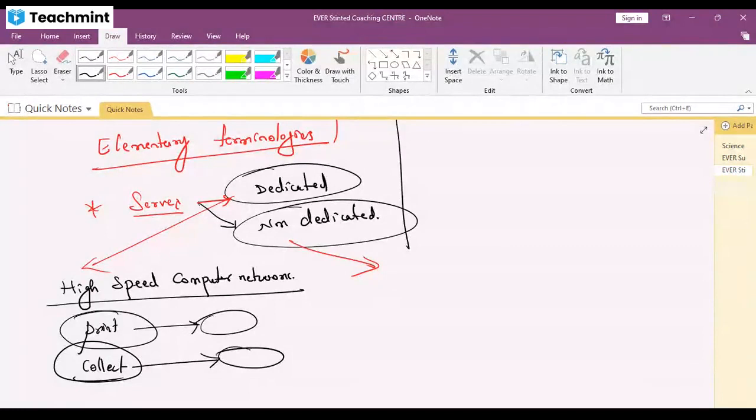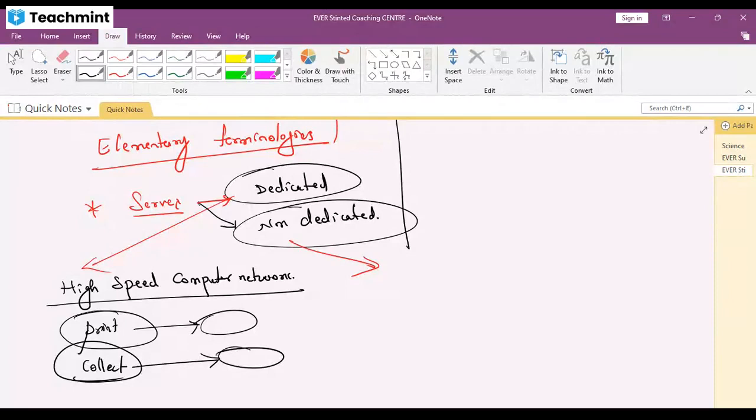Understood? Yes, sir. See, everyone has their own roles. Understood? Everyone has their own roles. That is what the dedicated servers will do.